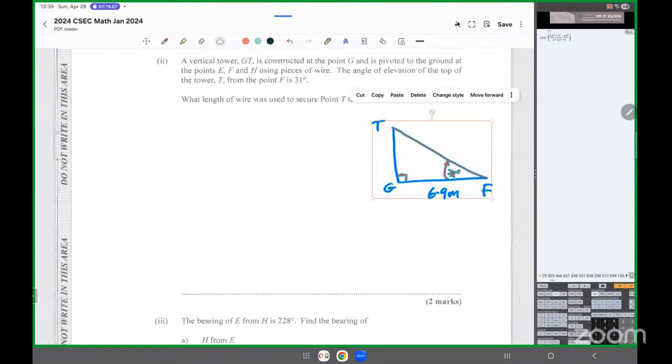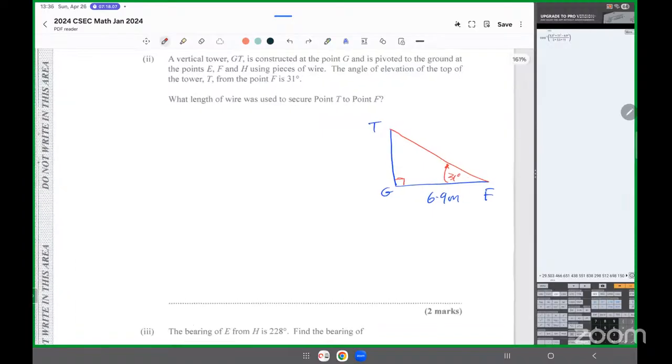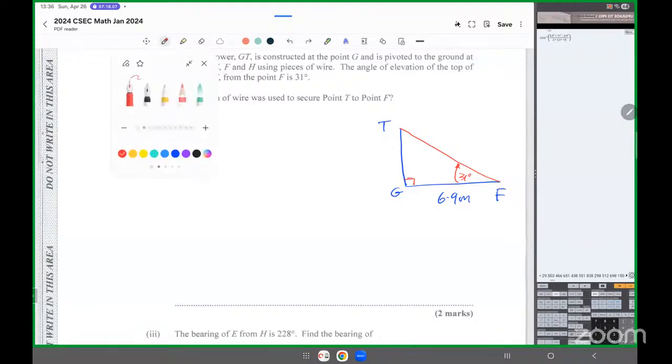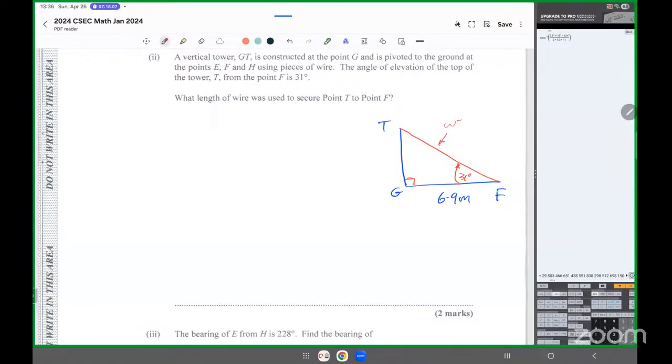All right. Oh, they want the length of the wire. That's what they want, the length of the wire. So the question says, what length of wire is used to pivot F to T? That's what they want. They want the length of the wire. So this becomes the wire. This is the wire. I want to know how long that is. So you have adjacent and you have hypotenuse. So you're going to use cos, right? Adjacent and hypotenuse is cos.